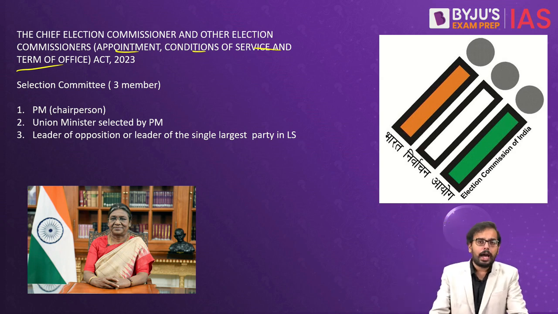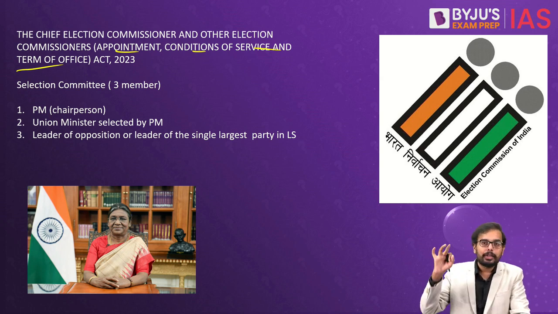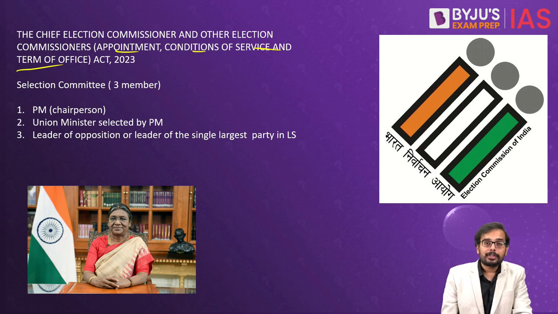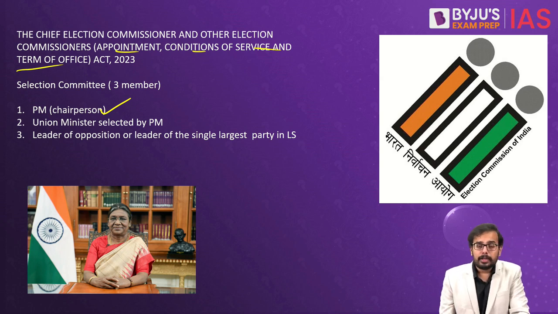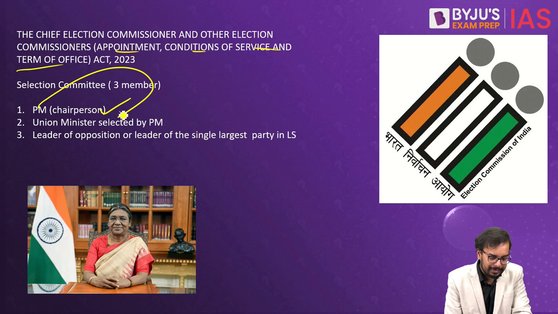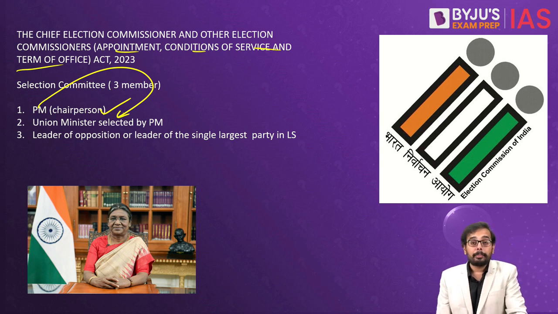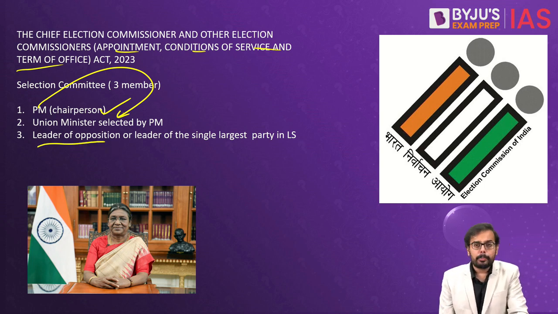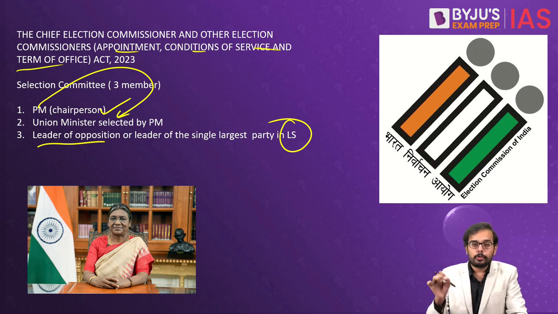So as per the new act, there will be a selection committee. This selection committee will have 3 members. The chairperson would be the Prime Minister, and the second member will be one Union Minister. And who will select this Union Minister? The PM will select the Union Minister. And the third member would be your LOP, Leader of Opposition, or the leader of the single largest party in Lok Sabha. Don't get confused, not in Rajya Sabha, it is in Lok Sabha.